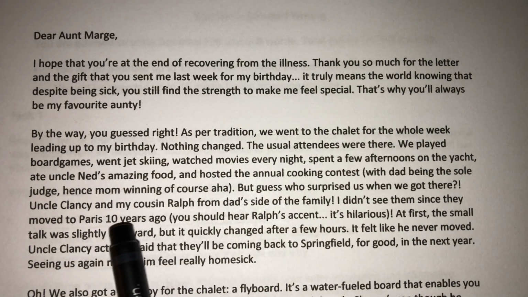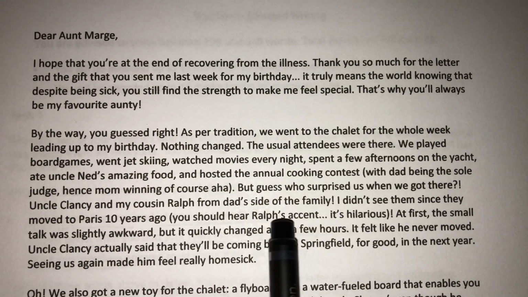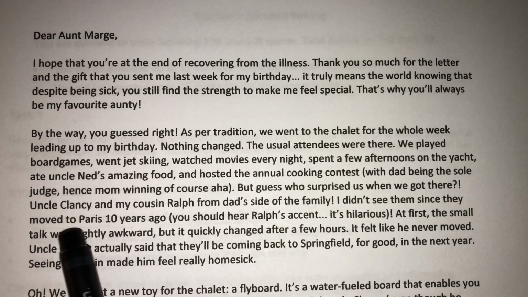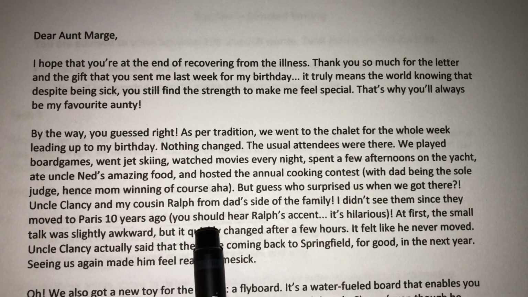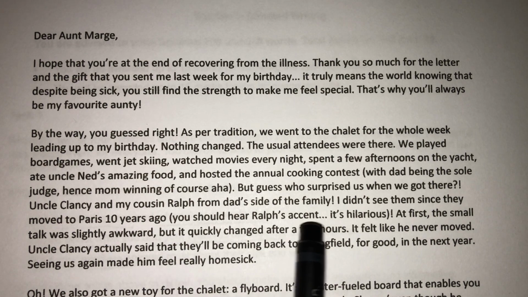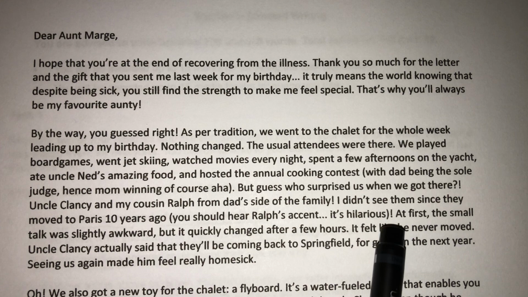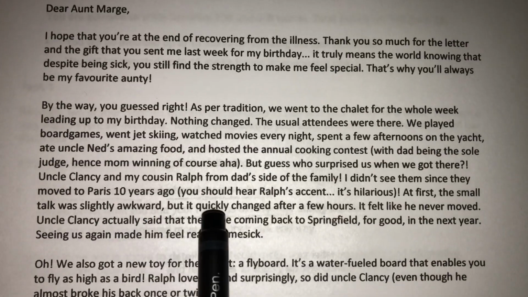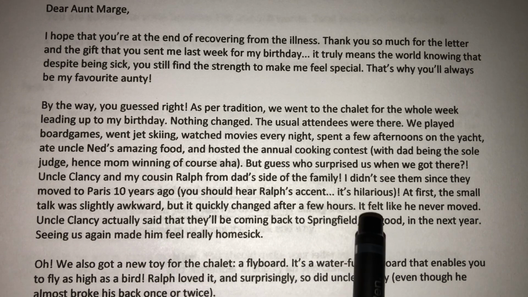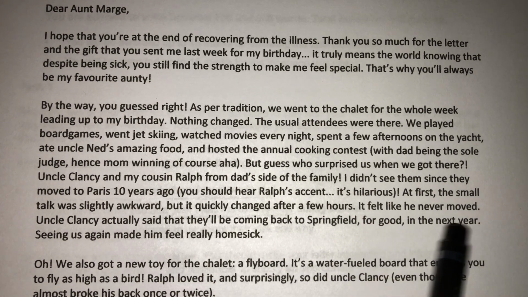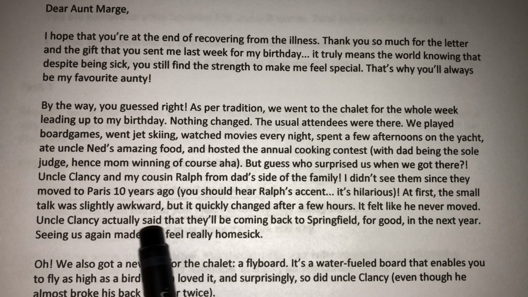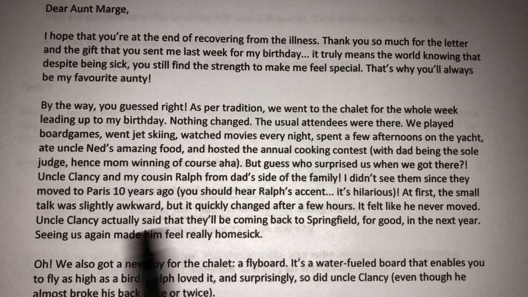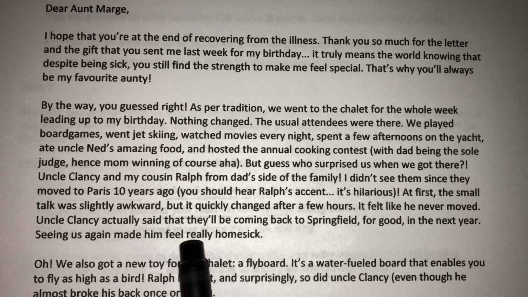But guess who surprised us when we got there? Uncle Clancy and my cousin Ralph from Dad's side of the family. I didn't see them since they moved to Paris 10 years ago. You should hear Ralph's accent. It's hilarious. At first, the small talk was slightly awkward, but it quickly changed after a few hours. It felt like he never moved. Uncle Clancy actually said that they'll be coming back to Springfield for good in the next year. Seeing us again made him feel really homesick.